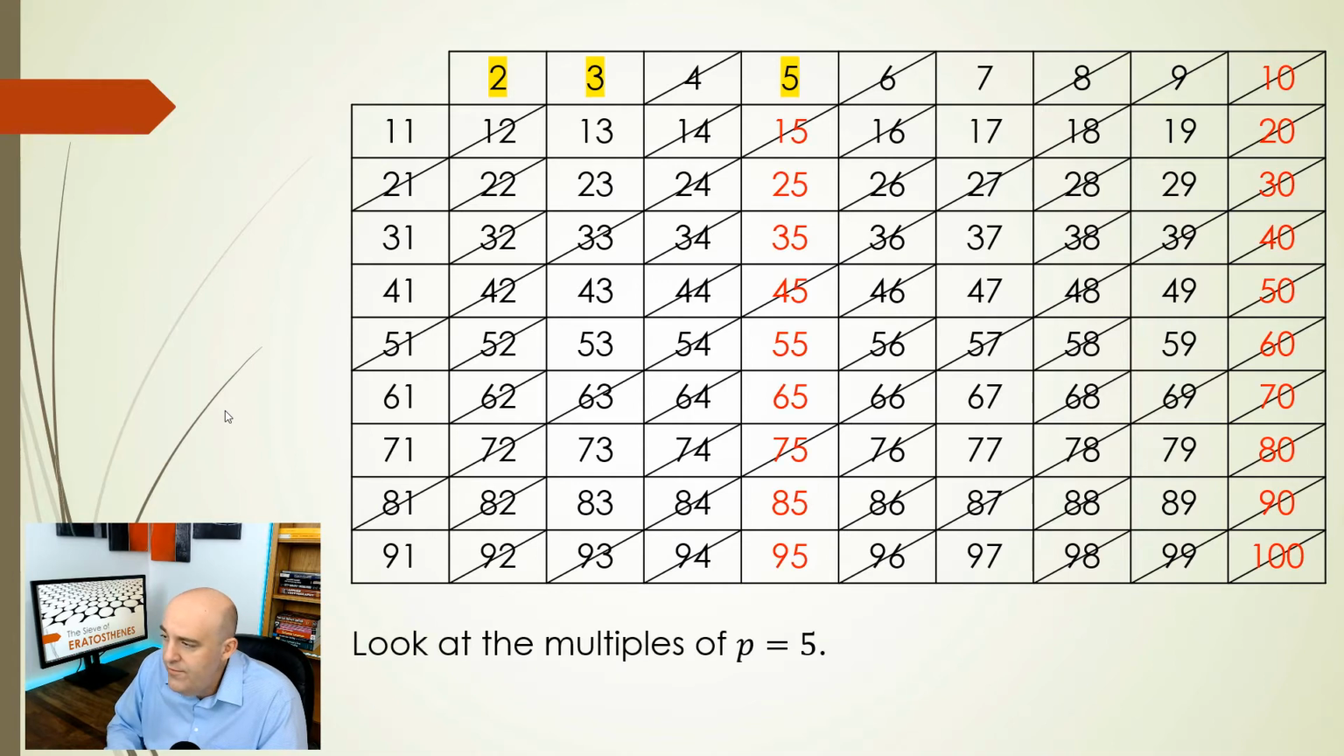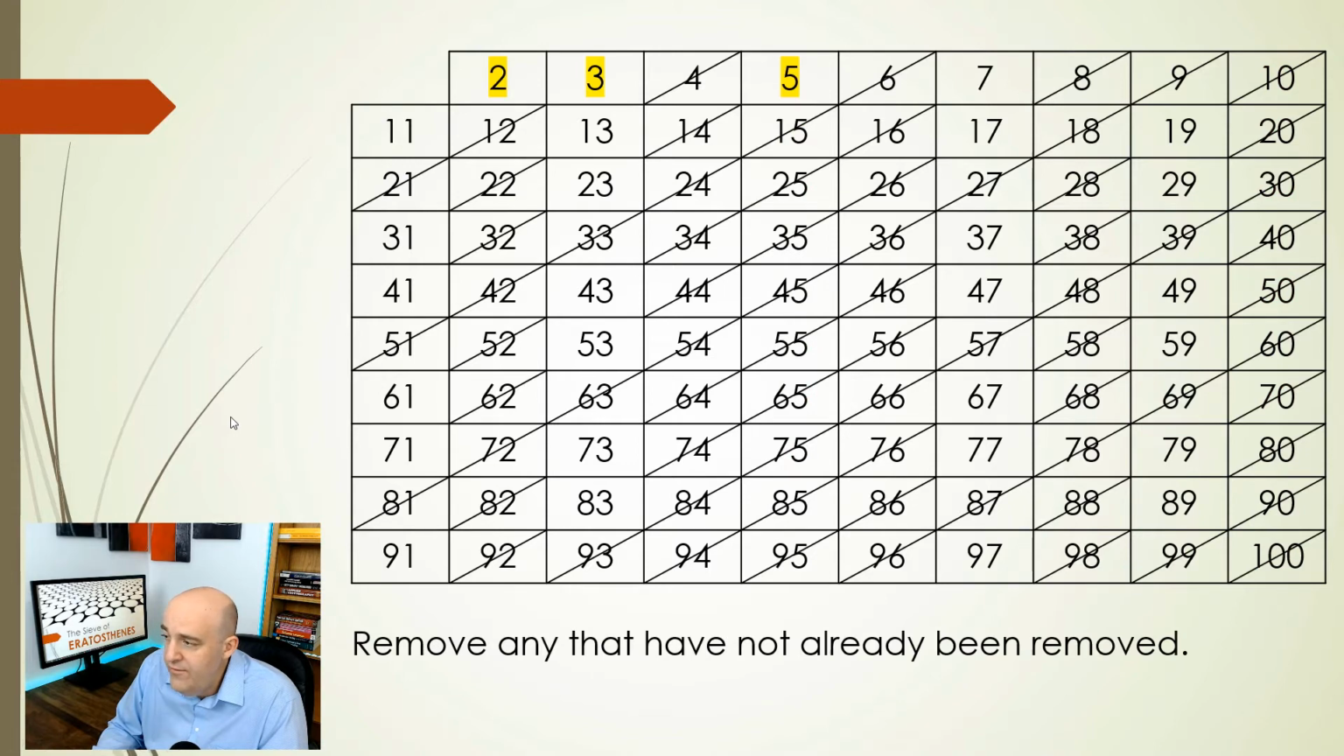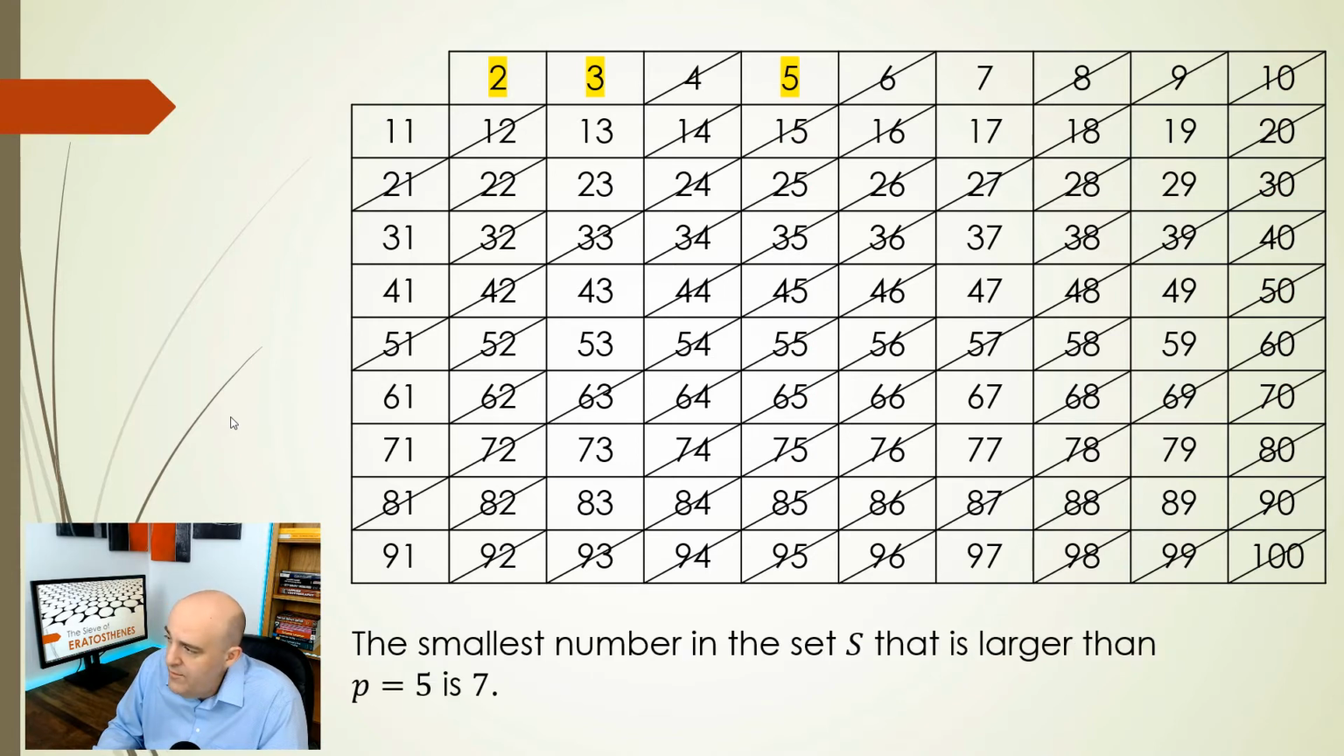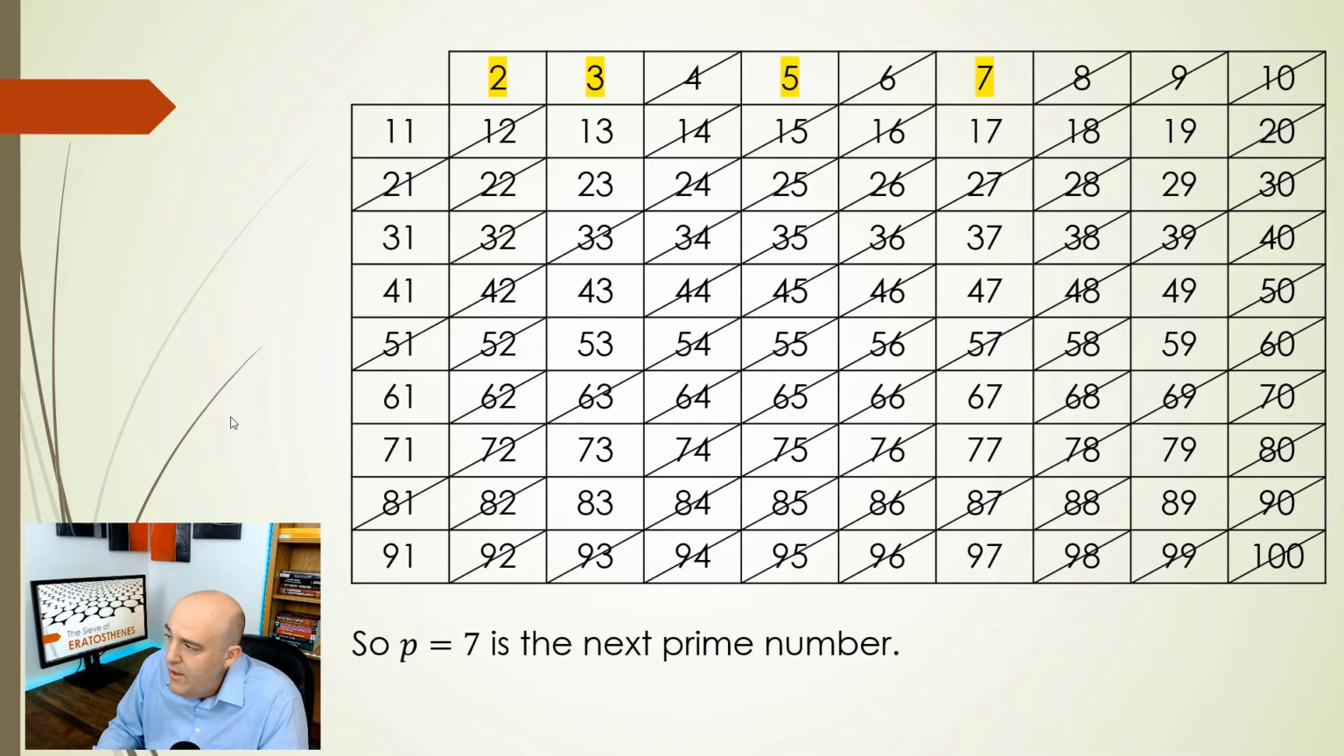All the multiples of 5 are these ones. All these have already been removed, but some of these haven't, so let's remove them. The next number beyond 5 here is 7. That's the next one that hasn't been selected, so that's our next prime. We look at all the multiples of 7. Here they are. Any one that hasn't been crossed off or removed yet, we're going to remove right now.